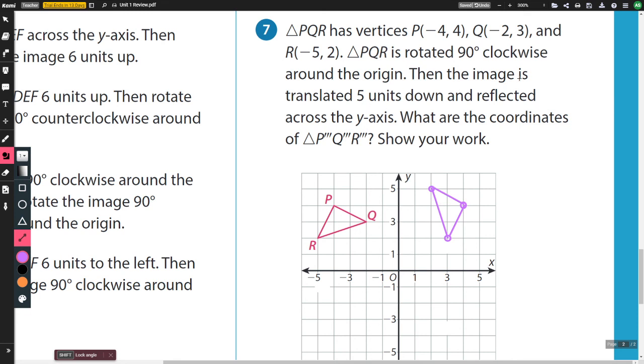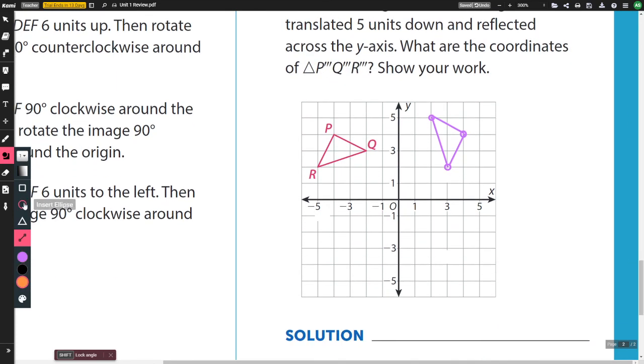Next up, I have to translate 5 units down. So that means I have to move each point of the image down 5. So 1, 2, 3, 4, 5. 1, 2, 3, 4, 5. 1, 2, 3, 4, 5. Then I connect the dots.